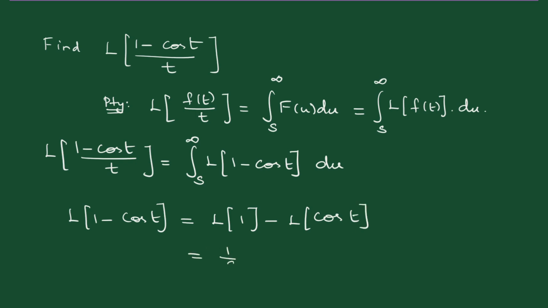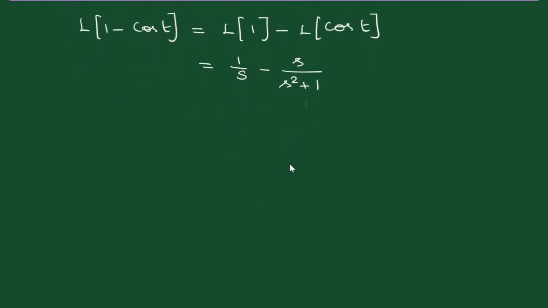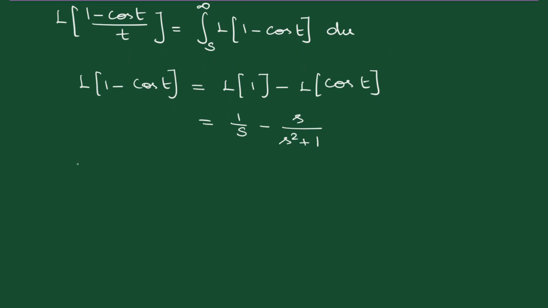So this becomes 1 by s minus, again, this becomes s by s square plus 1. So now keep it in mind, L of 1 minus cos t can be replaced as 1 by s minus s by s square plus 1. So now we have to substitute here, so that L of 1 minus cos t divided by t is equal to integral s to infinity.